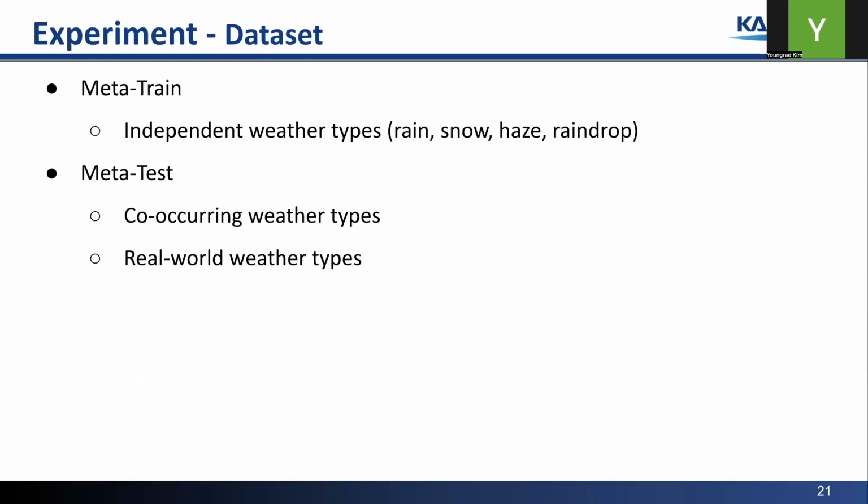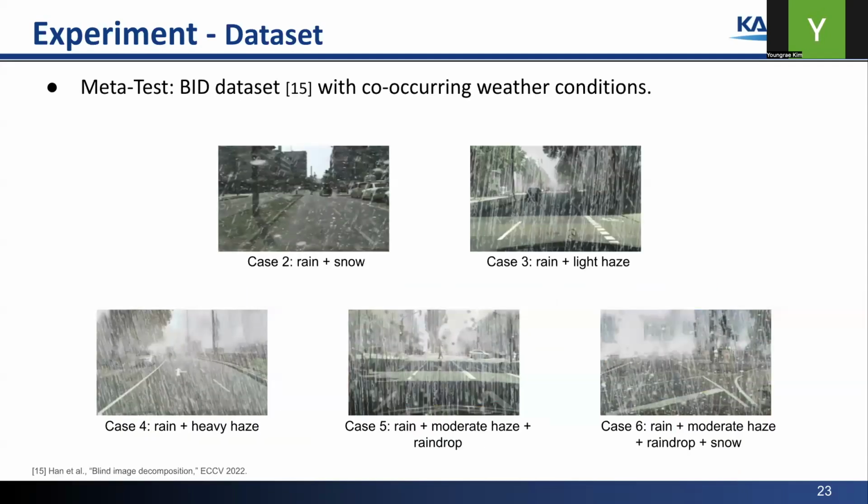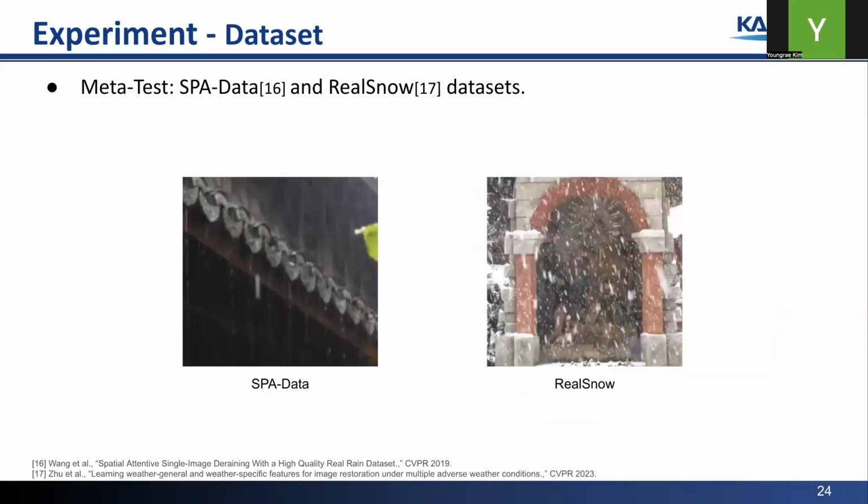In the meta-training stage, an independent weather dataset is used for training, while in the meta-testing stage, training is performed with combinations of various weather conditions. The dataset used in meta-training consists of rain, snow, fog, and raindrop. In meta-testing, adaptation is performed under conditions where multiple weather phenomena co-occur, and inference is carried out under these conditions. Additionally, to account for the domain gap with real-world data, we used real-world data in the meta-testing phase for experimentation.